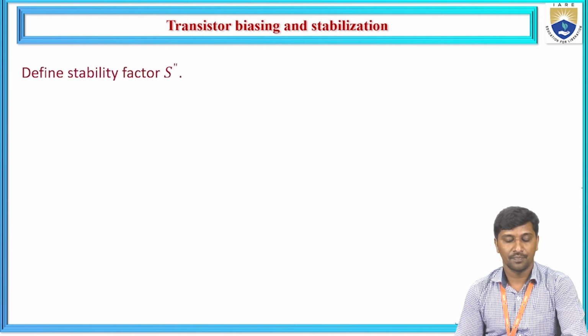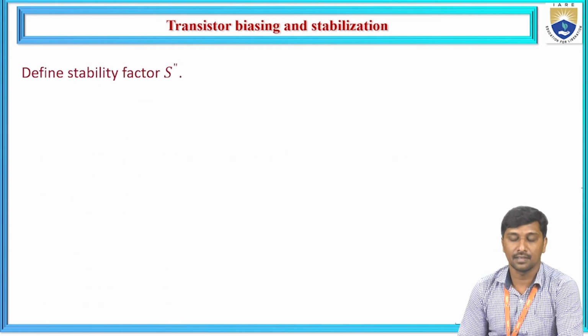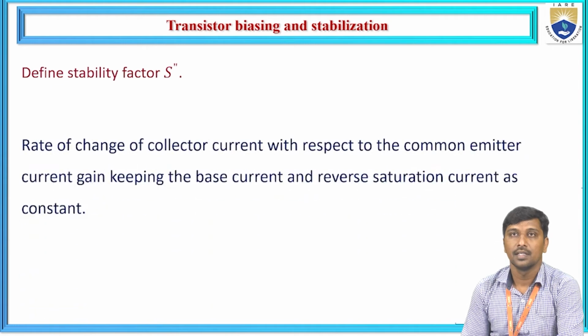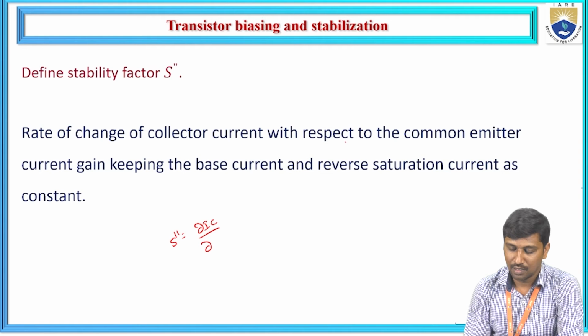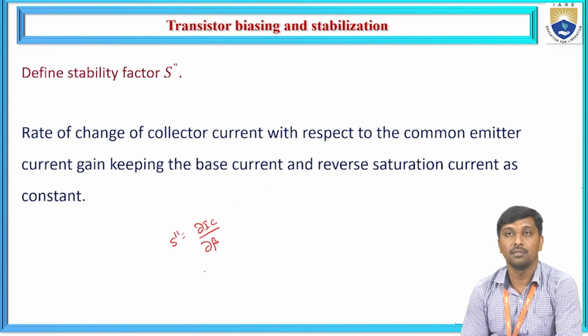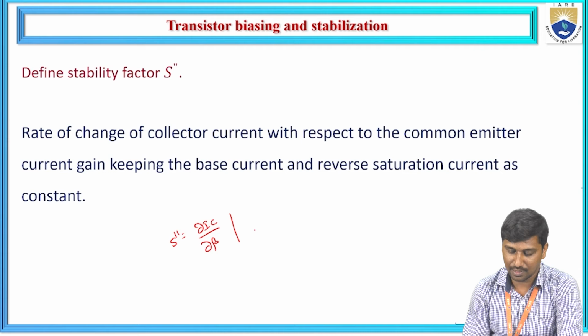Similarly, now define stability factor S double dash. S double dash is defined as the rate of change of collector current with respect to the current gain, that is beta, dou IC by dou beta, keeping the base current as well as IC naught and VBE constant.